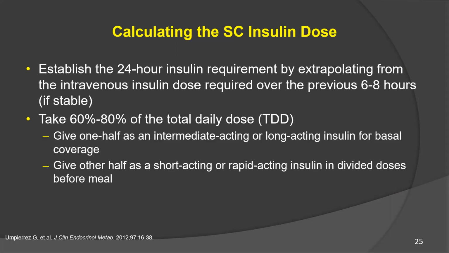Now that 80 units is the total daily dose. You take 60 to 80% of the total daily dose and divide that. How do you give that? Give one half as the intermediate acting or long acting insulin for basal coverage, and give the other half as short acting or rapid acting insulin in divided doses before meals. So a basal bolus regimen. So you take 60 to 80% of that total dose. You don't have to give it as it is. Remember, the patient has required IV insulin infusion during stress, during critical illness. So the sub-Q insulin dose requirement may actually be low.